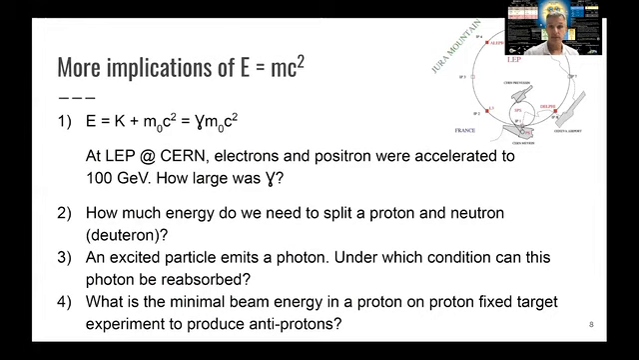Another interesting question, I think, is, you're trying to produce new forms of matter. Like you just produced the Z boson, but you can also produce antiprotons. So what is the minimal energy in a proton on a fixed target experiment? So again, you have a target of protons in some form. You shoot a proton against this target and you try to produce an antiproton.